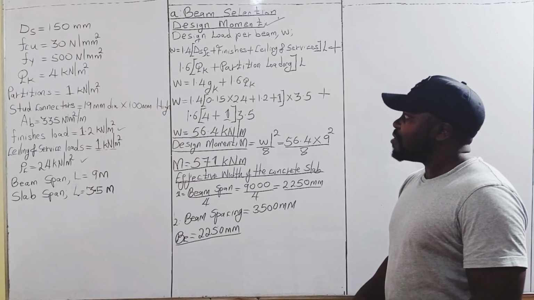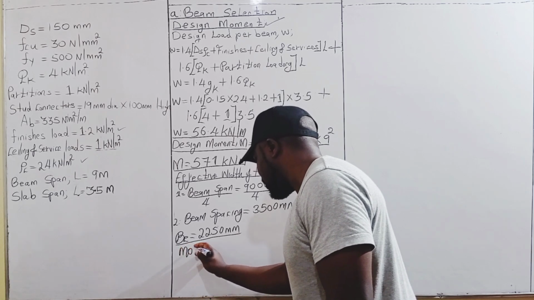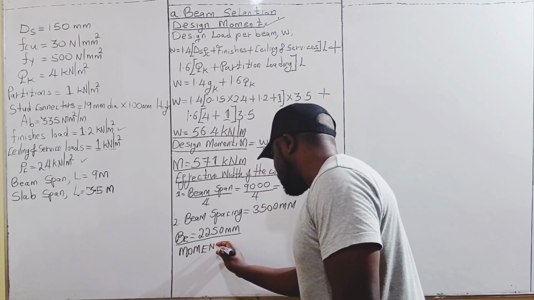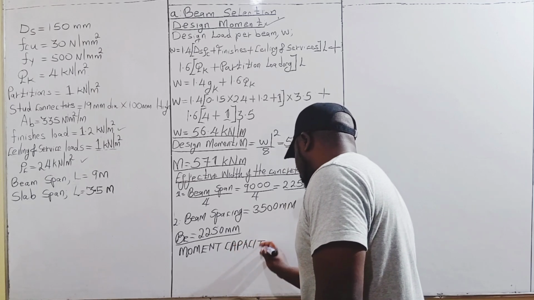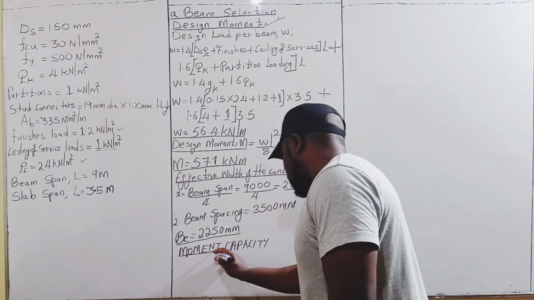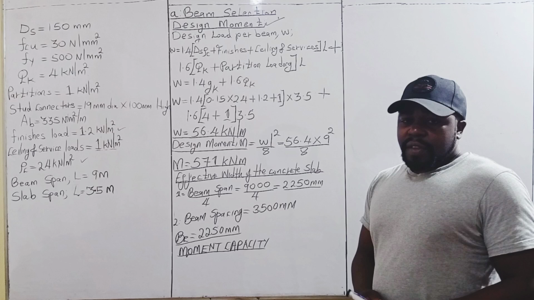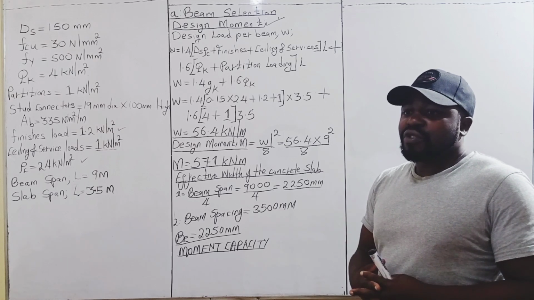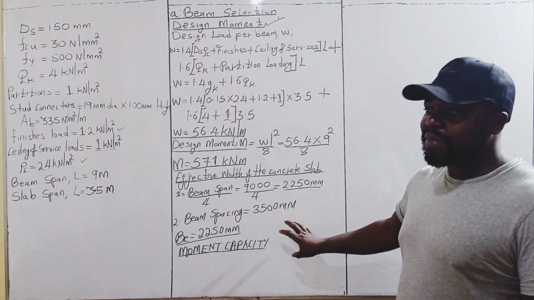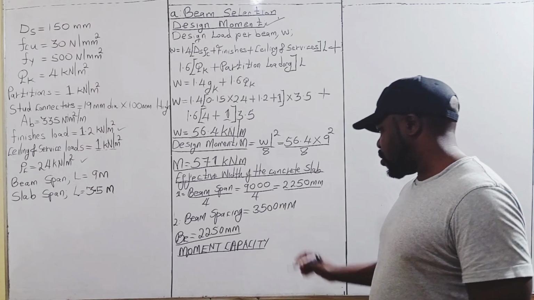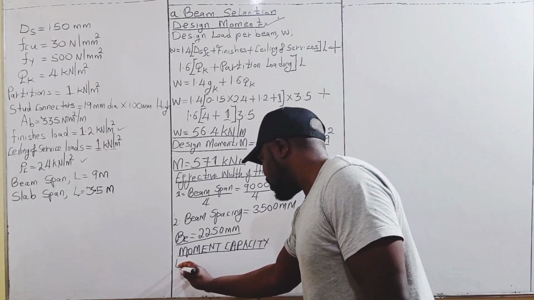From there, we are now going to calculate the moment capacity. Therefore, we go to calculation or determination of moment capacity of the beam. And the moment capacity in this case, first of all, we are going to use trial and error method to select a suitable beam section, which we are going to use in our calculations.